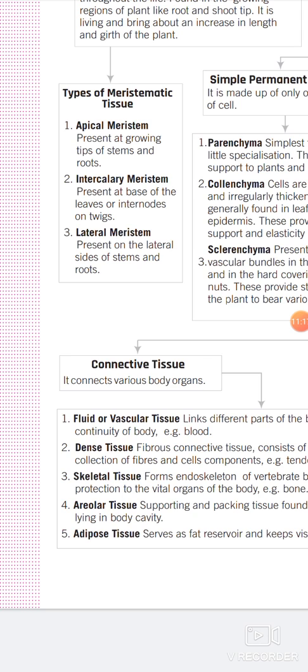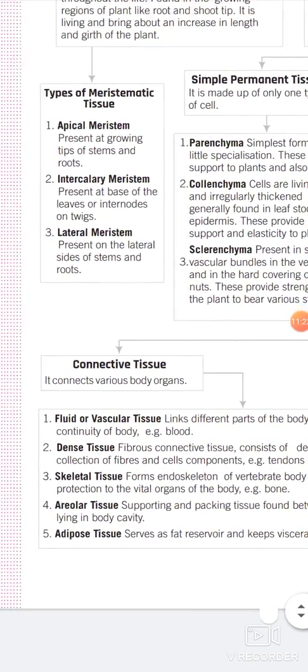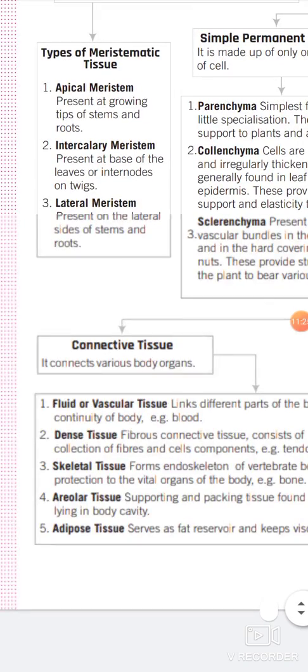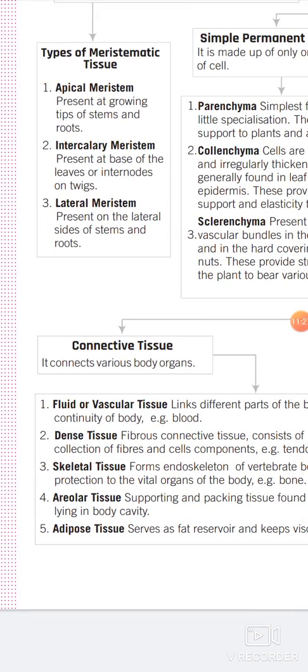So it connects various body organs. Now connective tissue is further divided into 5 different types. So let's see the connective tissue first. First is fluid or vascular tissue. The first tissue is called fluid tissue.